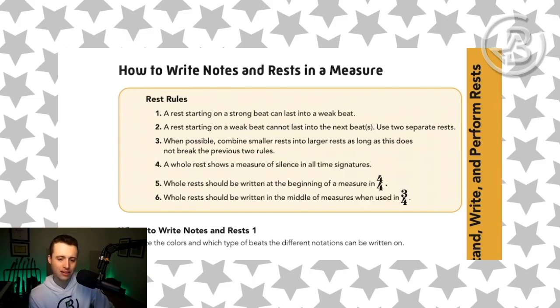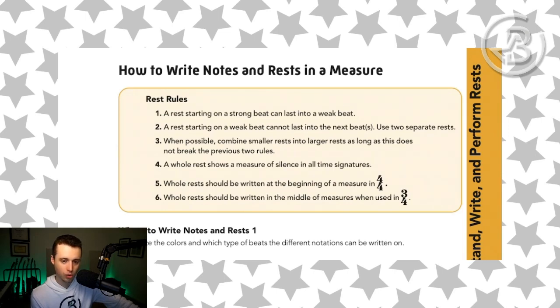So first, let's talk about some rest rules. We have 6 rules for rests. Please feel free to come back to this page whenever you are writing music. Rule number 1: a rest starting on a strong beat can, C-A-N, can, it is able to last into a weak beat. Rule number 2: a rest starting on a weak beat cannot last into the next beat or beats. Use separate rests. That one's interesting. 3: when possible, combine smaller rests into larger rests as long as this does not break the previous 2 rules. Ooh. If your head's starting to spin, don't worry, we're going to break it down.